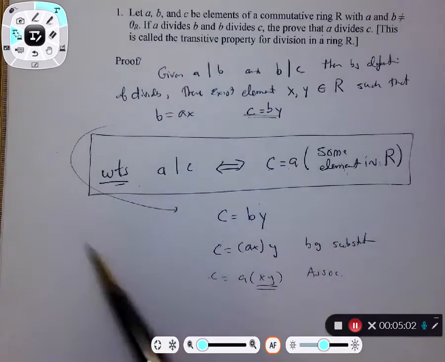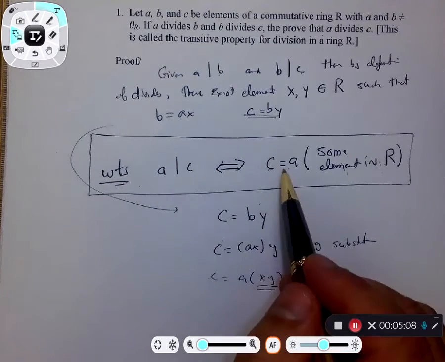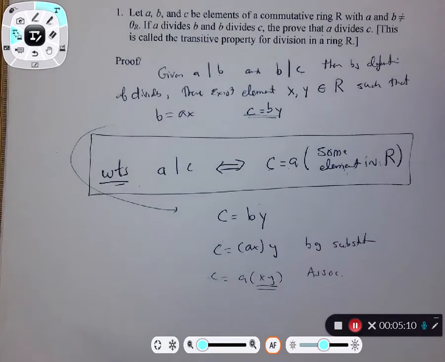So it's exactly what we did before, but I want to emphasize, don't use the word integers. You want to use elements of a ring R. So I'm just trying to get you acclimated to that.